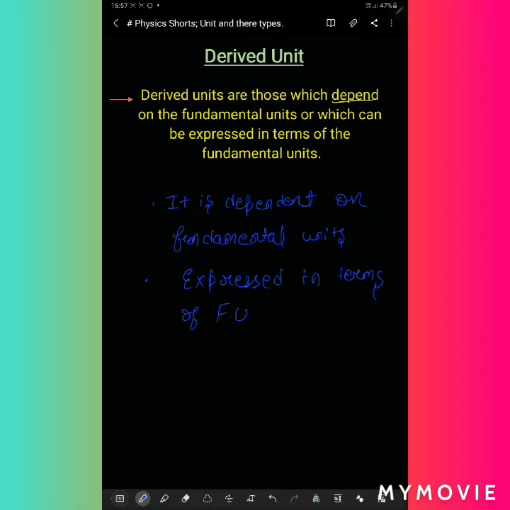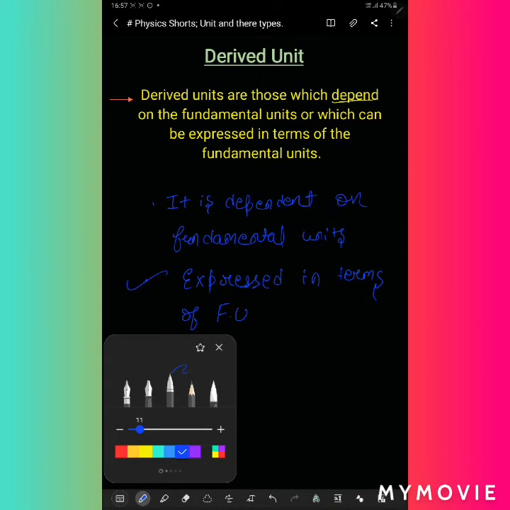So derived units are basically those which are dependent upon the fundamental units. They do not have any independent existence of their own. If they do not depend, they cannot form. By the meaning of derived, we can understand that it is taking something from something else. So it is a unit which is derived from the fundamental units. It does not have any independent existence. It is derived from a fundamental unit and can be expressed in terms of fundamental units. For this you need to understand the example first.